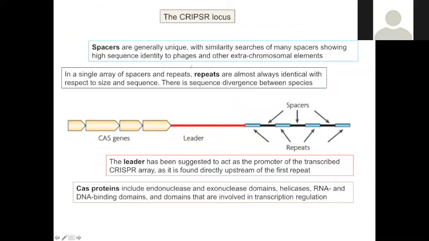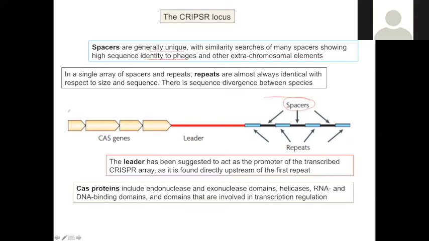Let's look in more detail at the CRISPR locus. First of all, the spacers. These spacers are generally unique. They have identity to phages and other extrachromosomal elements. As we saw in the previous diagram, it is fragments of DNA from invading organisms that are incorporated into the CRISPR locus in the form of these spacers.